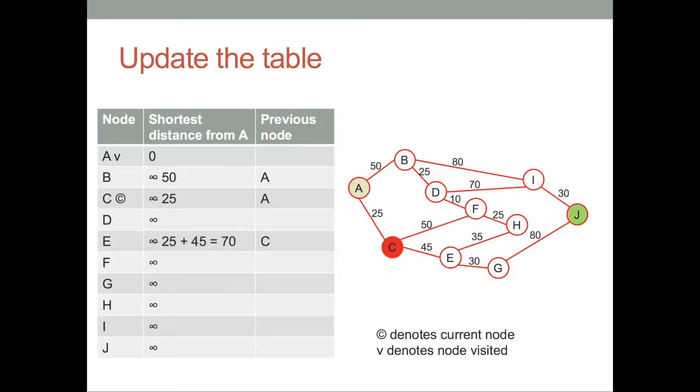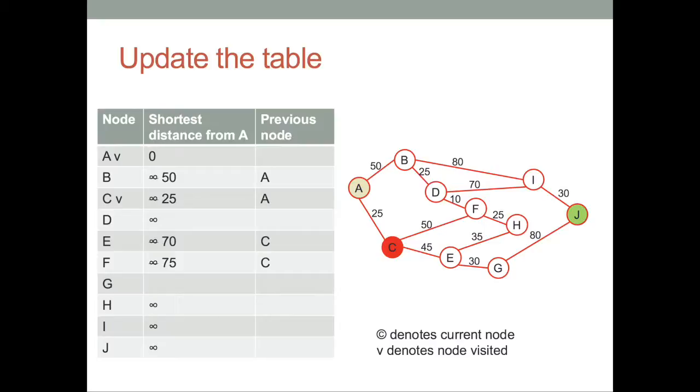Since we're at node C now, the distance to node E from node A is 25, the distance to node C, plus 45, the distance along the edge to node E. These two values are added together to give a total distance of 70. You can see how the current node C has been put into the previous node field. Similarly, we add 25 to the CF distance of 50 to get a total distance from A to F of 75. And we remember to put the current node into the previous node field.